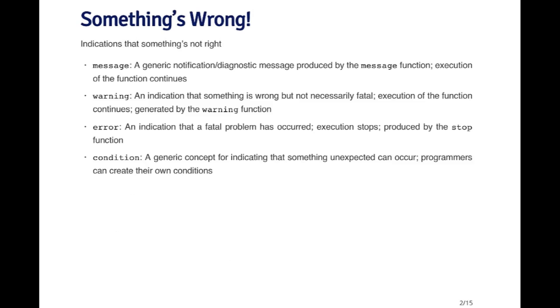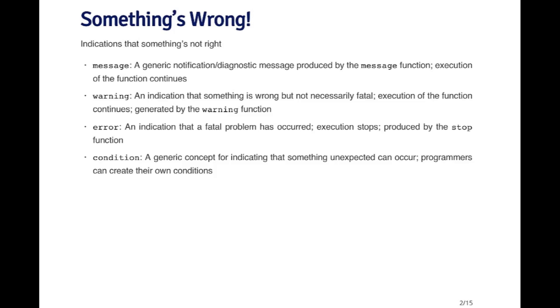So how do you know that there's a problem? There are a couple of indications that R will produce that will give you the sense that there's something going on. And this is roughly the gradient. I think I mentioned this before, but basically there are three main types of indications. The first is a message, and a message is a very tame notification. It could be a diagnostic message that something happened, but it could be nothing. And the message won't stop your function from executing.